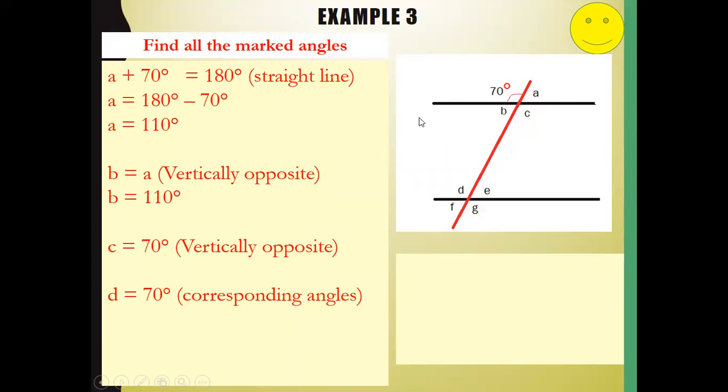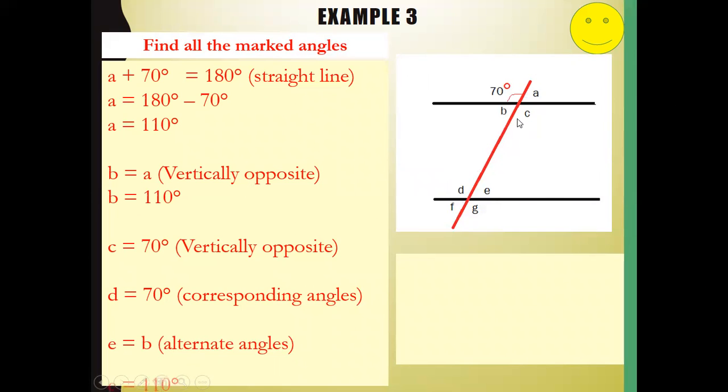Now, if we've been able to get D as 70 degrees, then we can also say that E and B are alternate angles. They form a Z shape. If you check it very well, you see the Z, okay? They form a Z. So B and E are alternates.